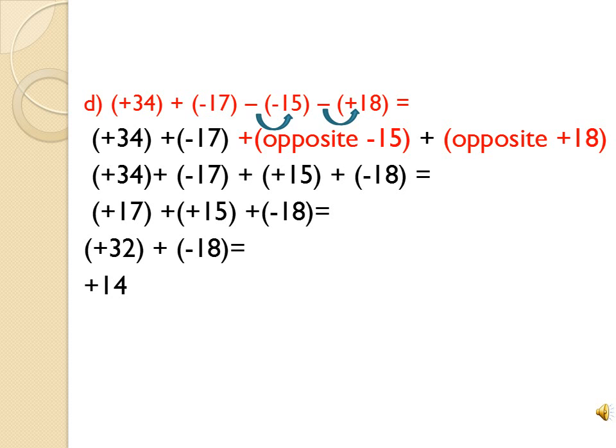D. We have plus 34 plus minus 17 minus 15 minus plus 18. The same steps I will repeat them. Do I have opposite numbers? No. So I must change the minus into plus. And I must change the sign number to the opposite of it.